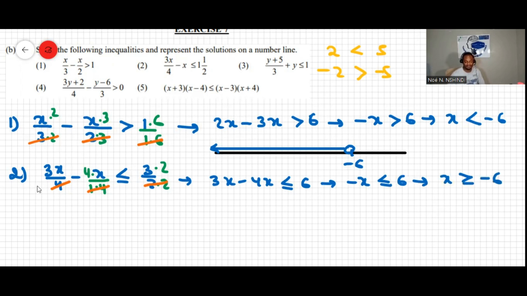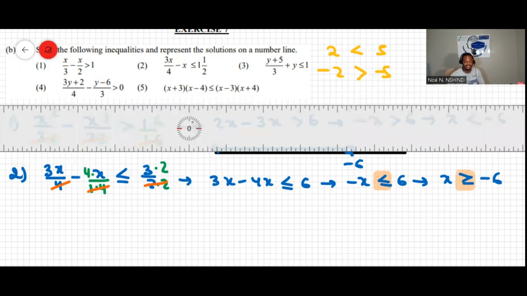If I times by negative 1, or if I move the negative sign over, it must be now greater than or equal to negative 6. Notice these two. Okay? That the inequality is reversed.